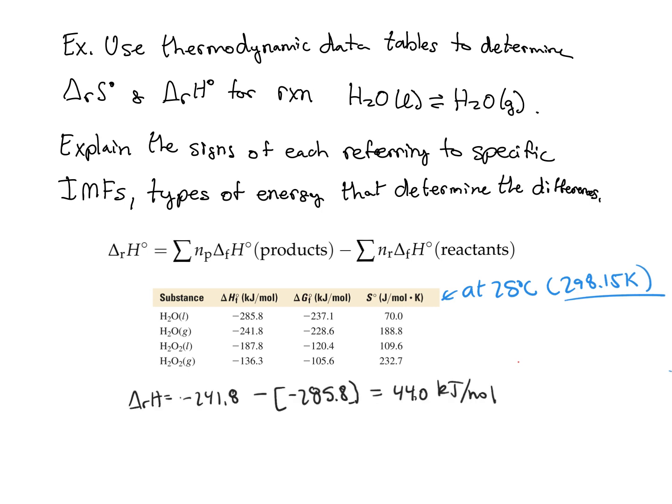Okay, so first, delta RH, I have to do products minus reactants. The product is the gas, so negative 241.8 minus the reactant, the liquid, negative 285.8. That gets me 44 kilojoules per mole. The same thing goes for the entropy. And doing that again, products minus reactants, 188.8 minus 70 gives me 118.8 joules per mole Kelvin.